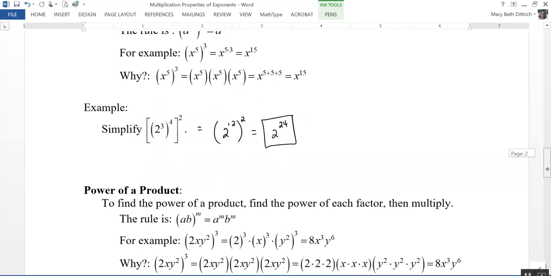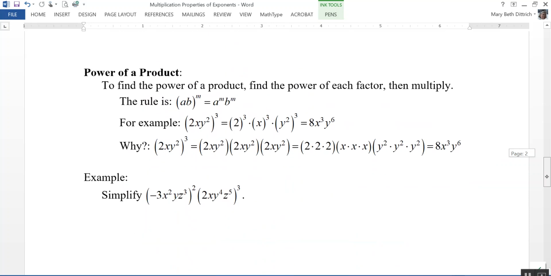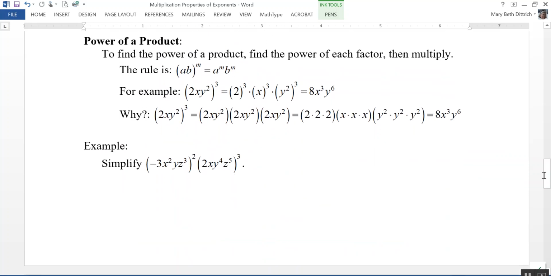The power of a product. In other words, I have two things being multiplied and I need to raise that to a power. So I'm going to find the power of each factor and then multiply. The rule is (ab)^m is equal to a^m times b^m. So in other words, if this whole thing multiplied, this is your product right here, is raised to a power, it's each of those factors being raised to that power.